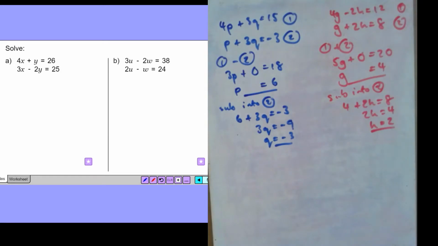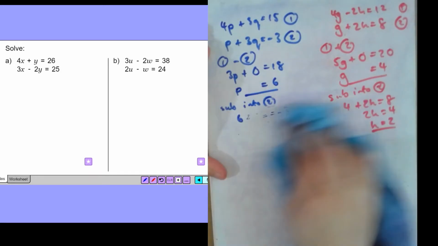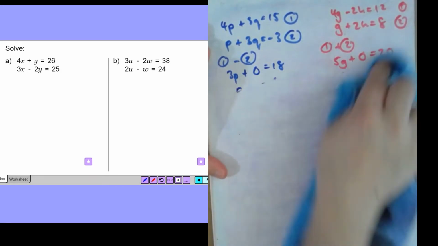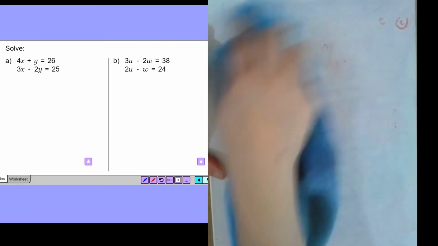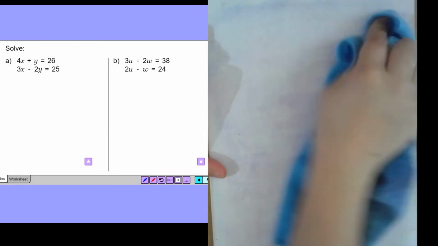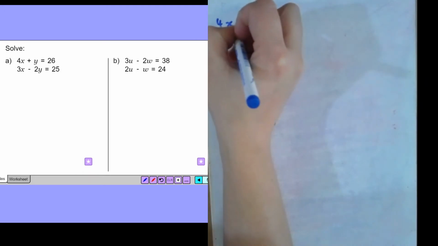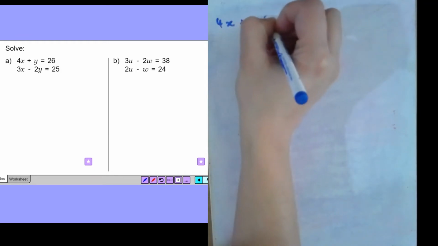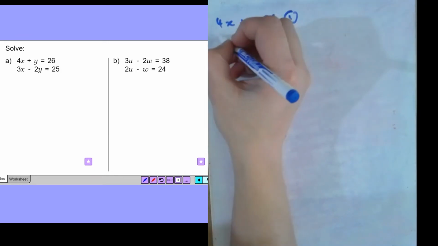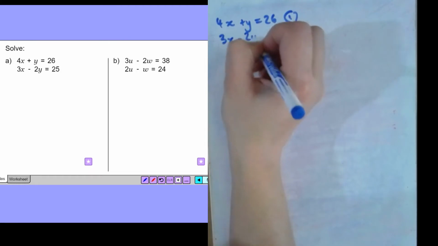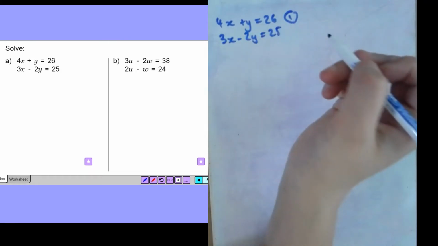Okay, so this one is obviously a little bit different, where you've actually got no variable that is the same, so I just need to make it the same. So I have a choice. If I'm writing down these, I would still write them out as I would normally. So that's my equation 1, 3x take away 2y is my equation 2.